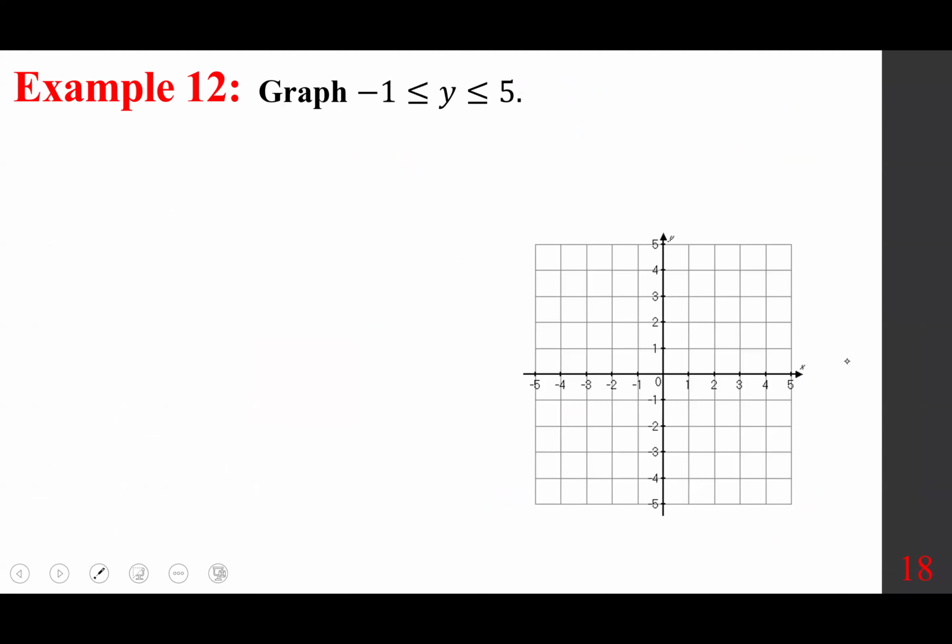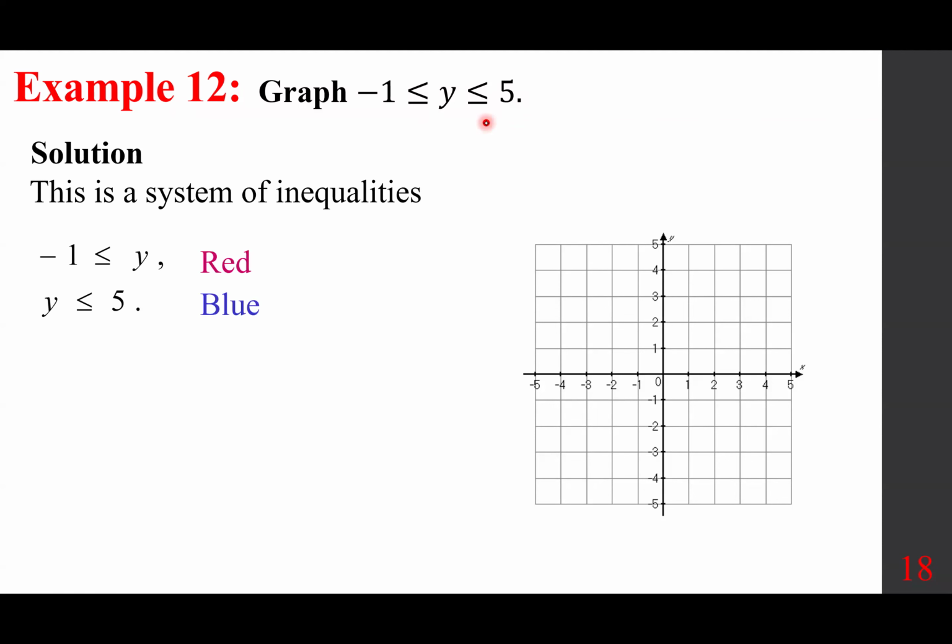We want to graph this inequality: y is between -1 and 5 inclusively. So that means basically you have two horizontal lines, y equals -1 and y equals 5. So it's a system of inequalities. Y is larger than or equal to -1 on the one hand, on the other hand less than or equal to 5. That's the meaning of it. And that's an and statement.